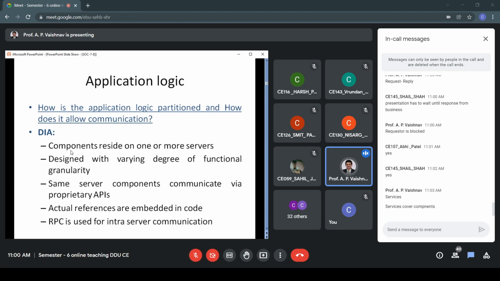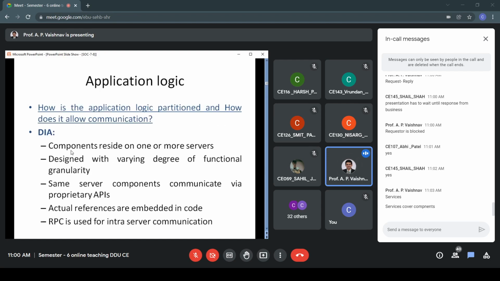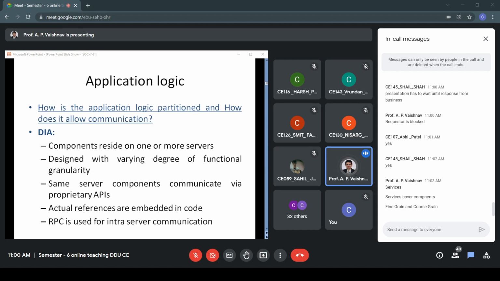So that is the first difference. You are having components in both the cases, right? But in DIA, the components are exposed directly, while in SOA, we use web services in a standard manner. Now the second difference is DIA is designed with varying degree of granularity. I gave you the example of fine grain and coarse grain last time. Does anyone remember regarding that? Fine grain means you are sending just a small amount of data, or you are representing a small amount of data.